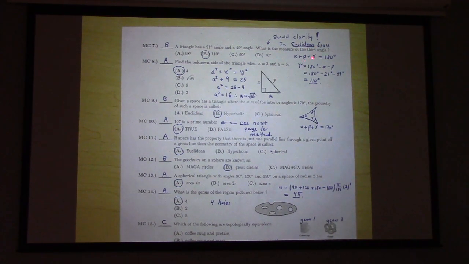Because in Euclidean geometry, the sum of the angles interior to a triangle is 180. So if I've got a 21 and a 49, those add together to give you 70. And if you take 70 and subtract it from 180, you get 110. So 110 degrees was the remaining angle there. Problem 8 is the Pythagorean theorem problem. So just draw it: a squared plus x squared is equal to y squared. So we solve for a squared and then take the square root of both sides. We get the square root of 16, which if you didn't know, you can put in your calculator. Anyway, it's 4.